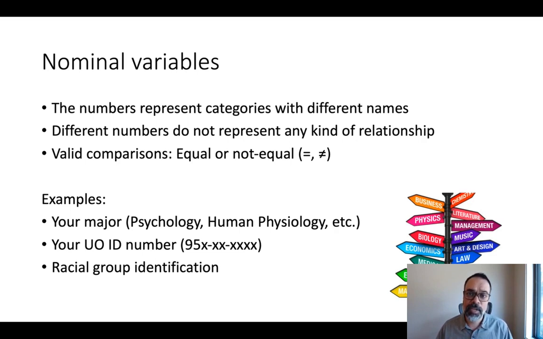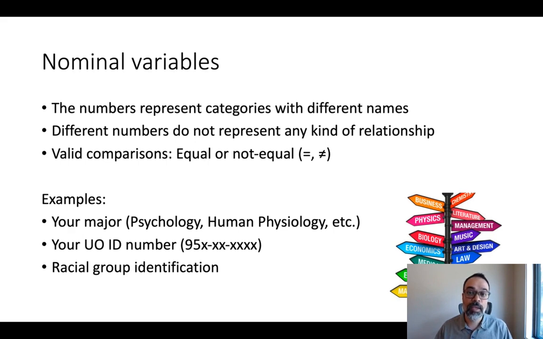Some other examples would be your UOID. We all get assigned a number that's our ID number at the university. Those numbers, if they're the same, mean it's the same person. If they're different, it's a different person, and that's all they mean. A lot of times when researchers measure racial group identification, they might ask people which of these categories best applies to you, and in their data set they might assign those numbers, but the numbers don't mean anything besides same or different.